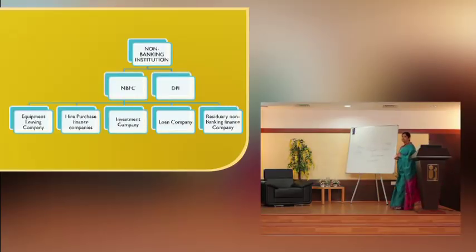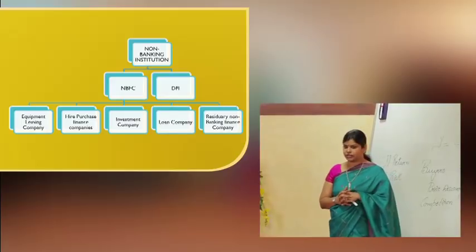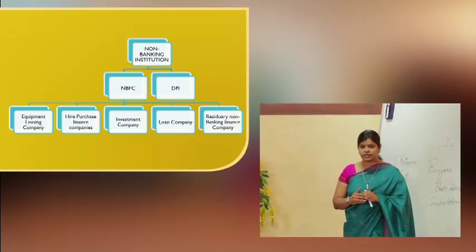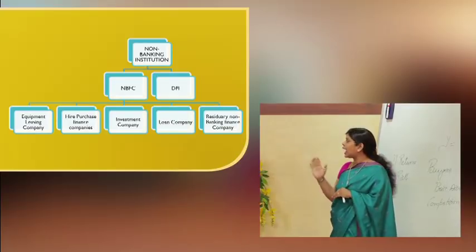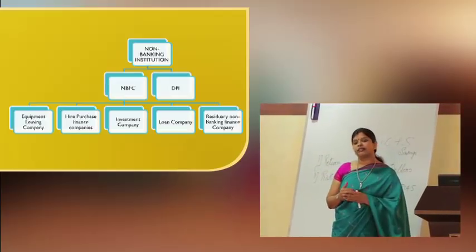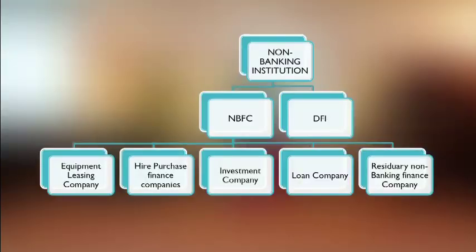Coming to the non-banking financial institutions, friends, they are categorized into two main categories. Which are they? They are the NBFCs, that is non-banking financial corporations, and the DFIs. Now, what are the DFIs? They are the development financial institutions. They were started with an objective of enhancing a particular sector. They were majorly concentrating on the development of the industrial sector and the agricultural sector in India, and that was the objective of starting the development financial institutions.